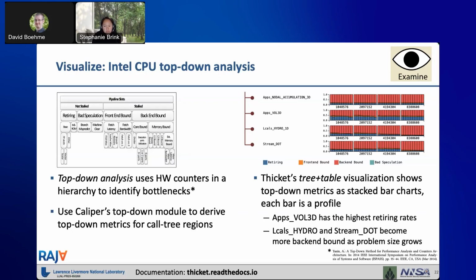In Thicket, we have developed a tree plus table visualization, and a screenshot is shown here on the top. This can show the top-down metrics as stacked bar charts, and each bar in this figure is a different profile. So there are 10 different profiles that we collected for each problem size in the RAJA Performance Suite, from 1 million up to 8 million. And then we get each of those for the different nodes in the tree. We can visually see, looking at Apps_VOL3D, that this has the highest retiring rate, so it's the most blue as we look across the different problem sizes. And if we look at Lcals_HYDRO and Stream_DOT, these tend to become more back-end bound, or more red, as the problem size grows. So it's a nice, quick, easy way for you to visualize some of the top-down metrics for each of the nodes in your tree.